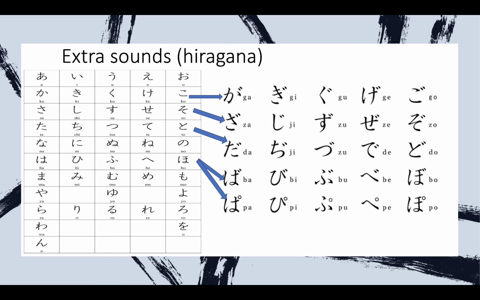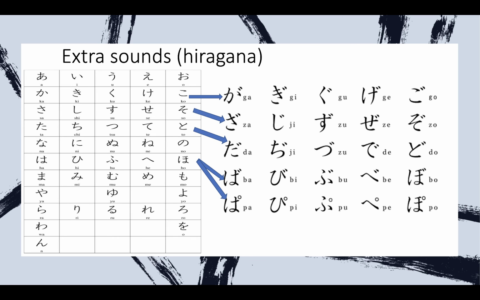On the next row, Ta, Chi, Tsu, Te, To, if you add the 2 dots on top of them, they will become Da, Ji, Zu, De, Do. Notice how the sounds are changing a little bit. They're not all D. They have some J and Z sounds too.